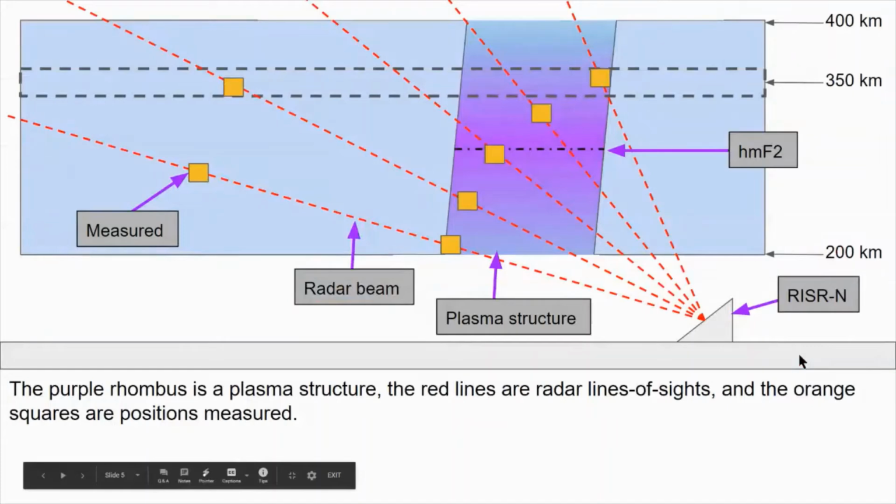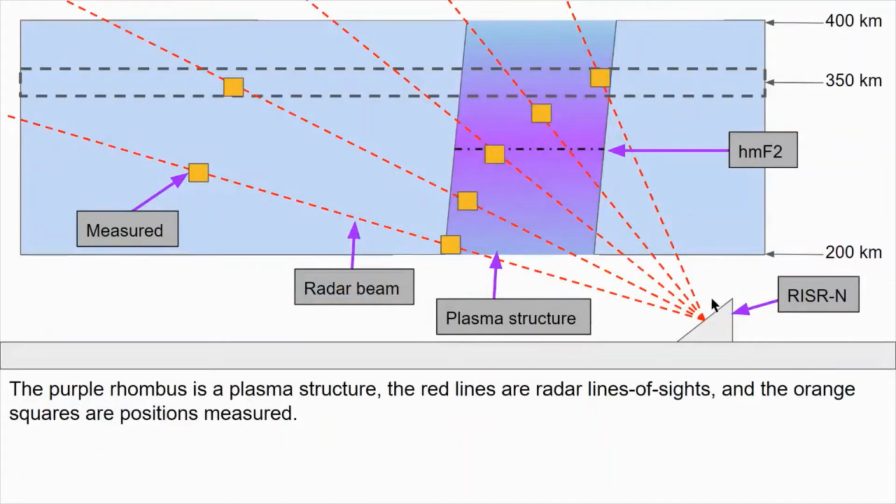So here I have a hypothetical Riser N experiment, and between 200 and 400 kilometers, we have a range resolution of approximately 24 kilometers along a given look direction. The look directions are shown in red. These orange squares here show hypothetical places that we could take measurements in a given experiment. This is all hypothetical. This isn't based on a specific experiment.